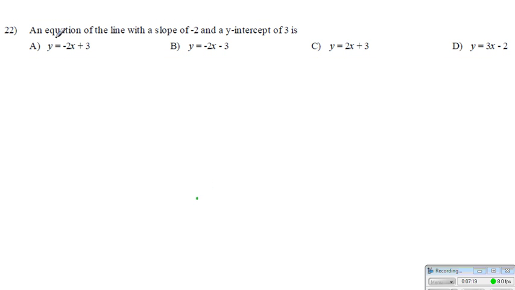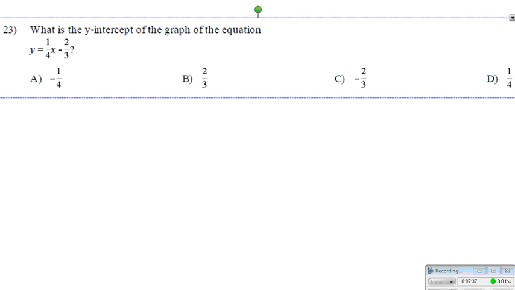Number 22, in an equation of the line whose slope is -2, that means we are looking at -2x, and y-intercept is 3, so we are looking at +3. That is the equation of the line. So we end up getting this. That becomes our answer.